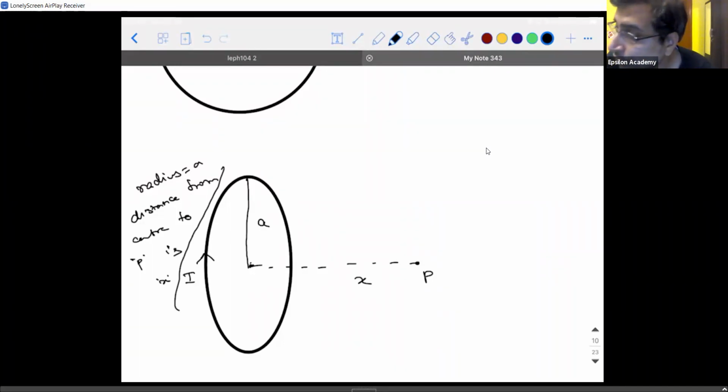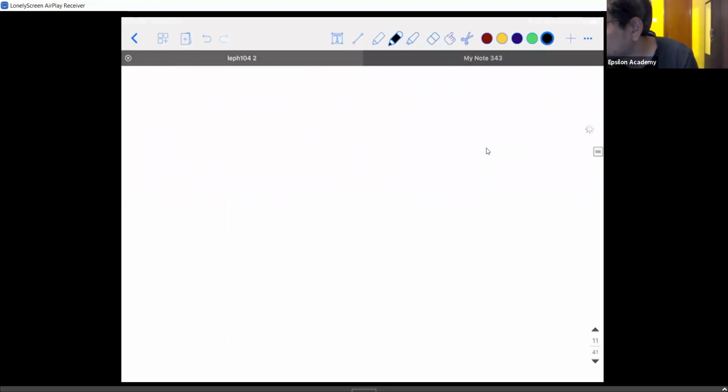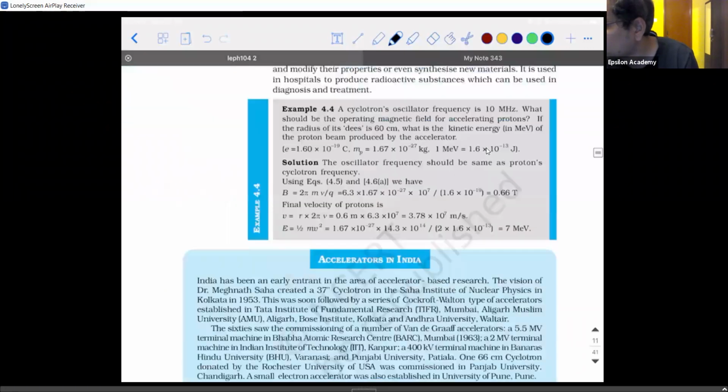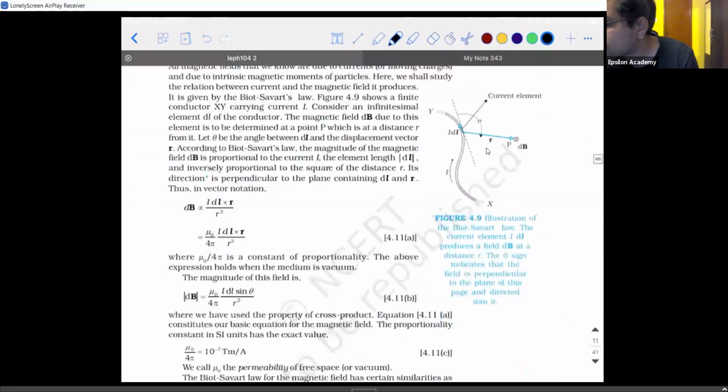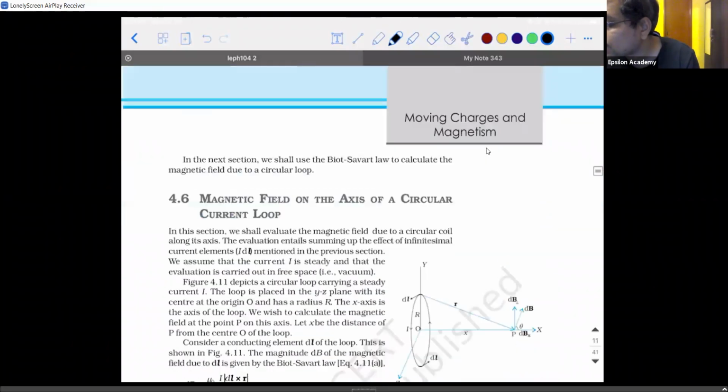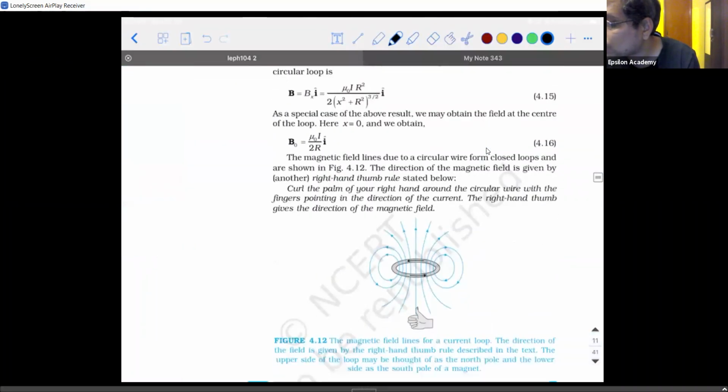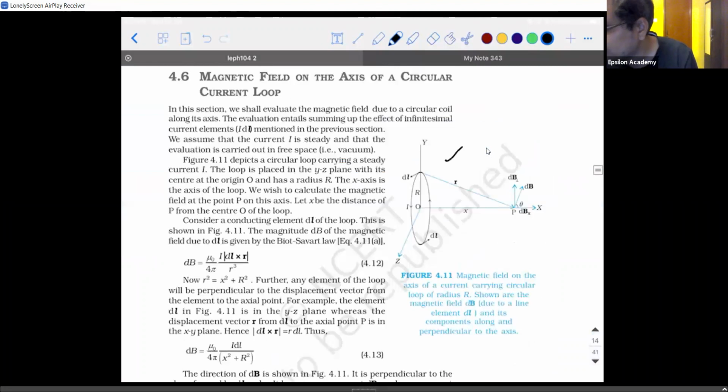So what I'm going to do is, concentrate guys. I'm going to take a current carrying element of length dl at the top. Okay, let's say, so I'll show you in the textbook how it is going to look like. So this is the conductor. So you're able to see. So that's what I've taken.